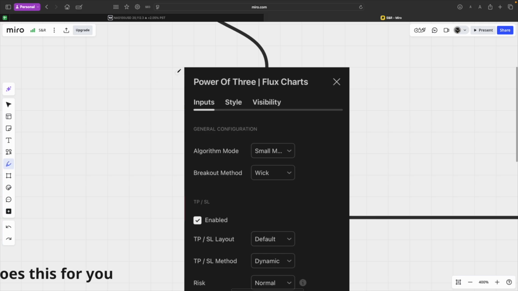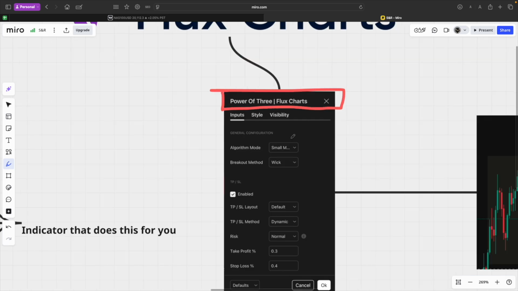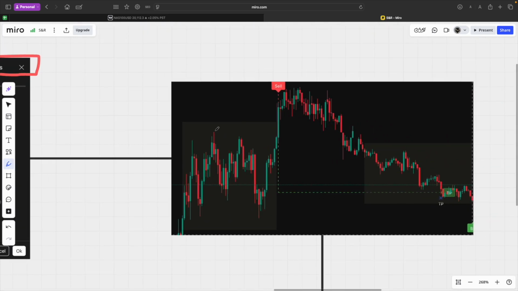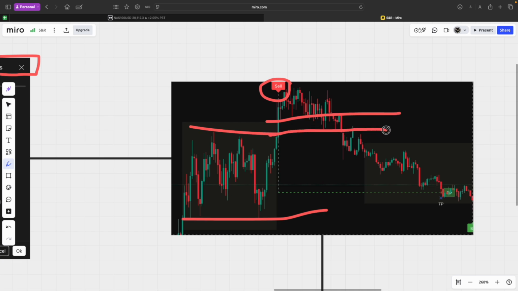All right, everyone. So remember Power of 3 indicator by Flux Charts. You just type that into your TradingView. Power of 3 by Flux Charts. This is going to be your menu. And then, as we discussed, it's going to plot out your accumulation. It's going to show you the signal, and you're going to wait for a fair value gap to form to close to target to the recommended TP.